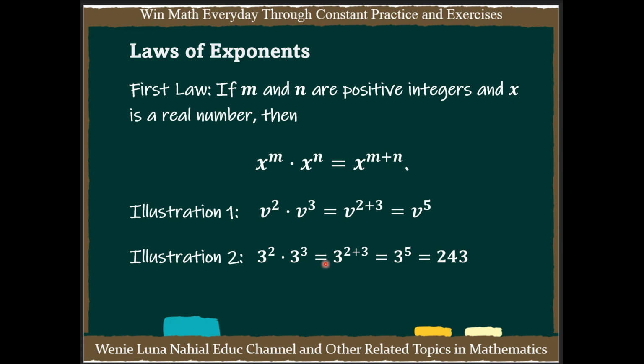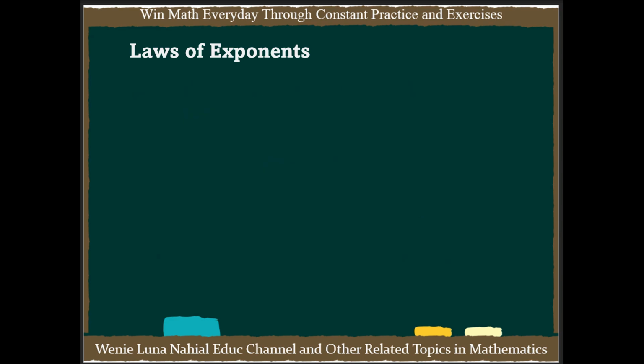Then the second illustration, we have here 3 raised to the second power times 3 raised to the third power. So that is equal to 3 raised to 2 plus 3, which is 3 raised to 5. And multiplying 3 by itself 5 times, you have 243.